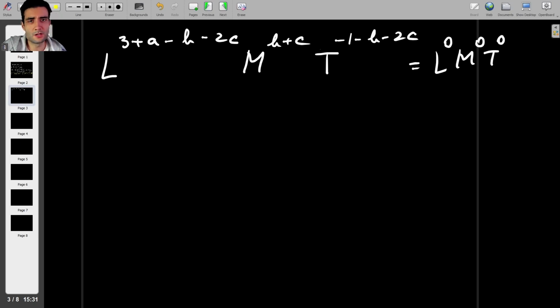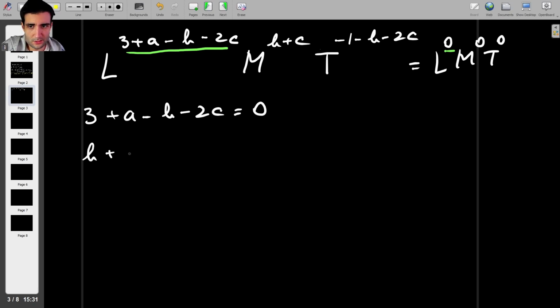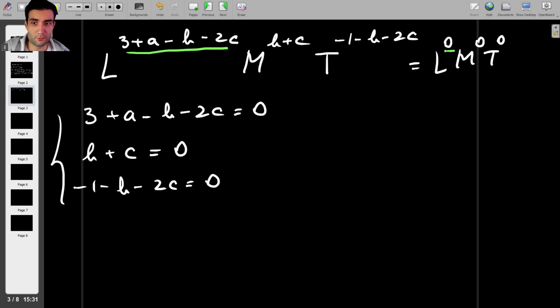So all we do now is just compare each power. So the first equation will be 3 plus A minus B minus 2C equals 0. And then the next one is B plus C is equal to 0. And then minus 1 minus B minus 2C is equal to 0. So we have three equations and we have three unknowns.